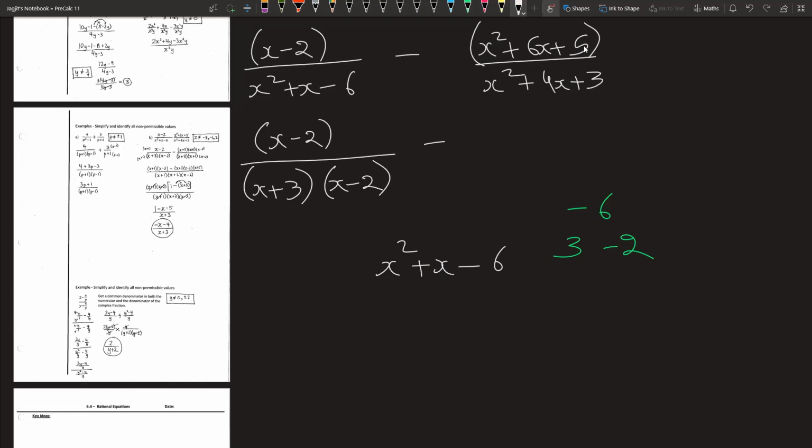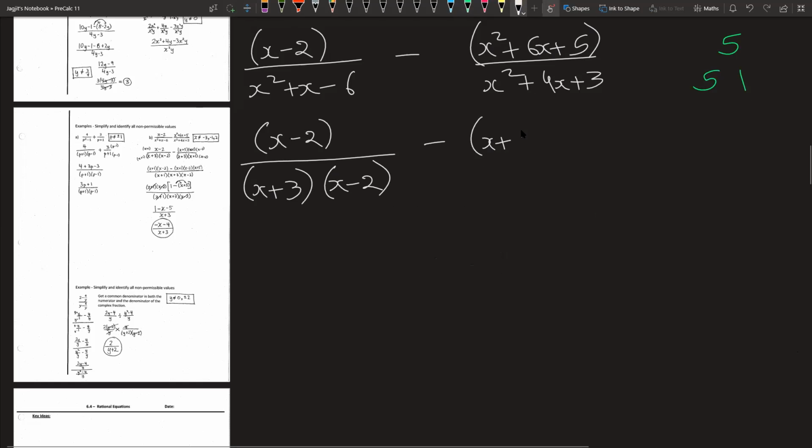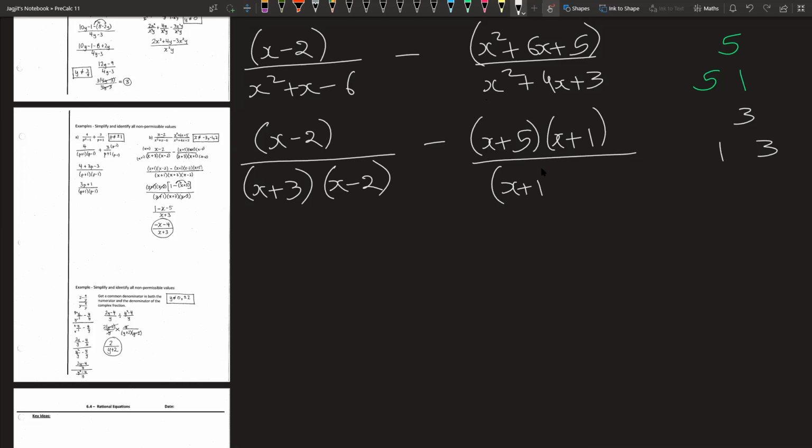Now we want to factor x squared plus 6x plus 5. Okay, how do I do that? Same thing, folks. You're going to take the number in front of x squared, times it by 5. That gives you 5. We want to find two numbers. When you multiply them, you get 5. When you add them, you get 6. It'll be 5 and 1. So we'll have x plus 5 times x plus 1 divided by x squared plus 4x plus 3. So 1 times 3 gives you 3. Find two numbers. When you multiply them, you get 3. When you add them, you get 4. It'll be 1 and 3. So you got x plus 1 and x plus 3.